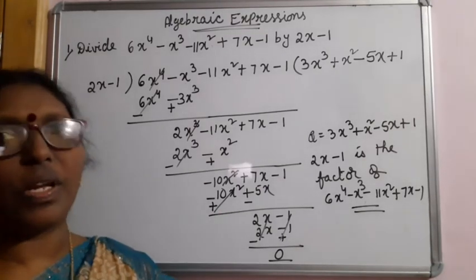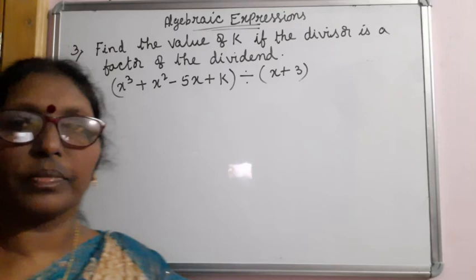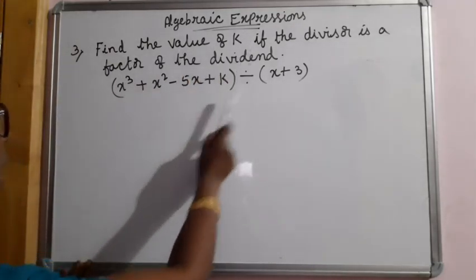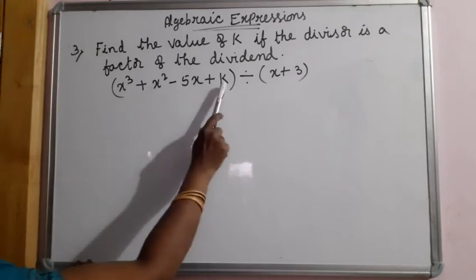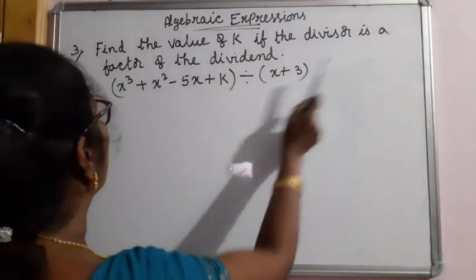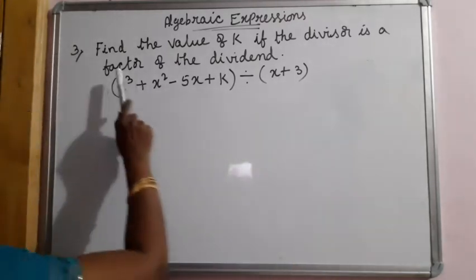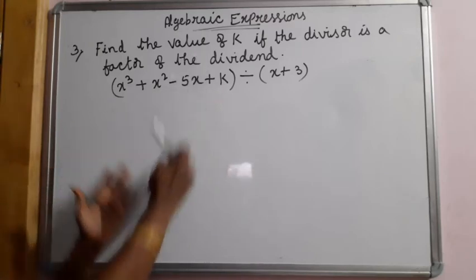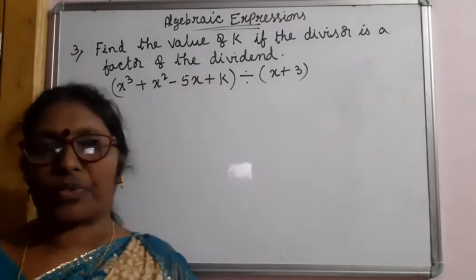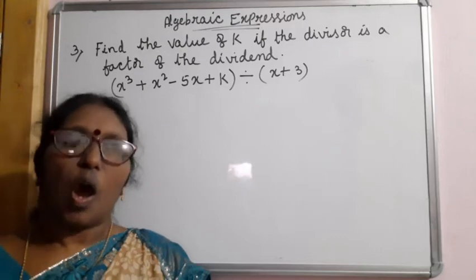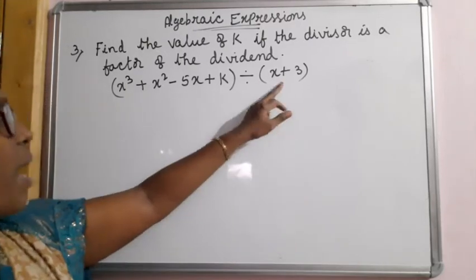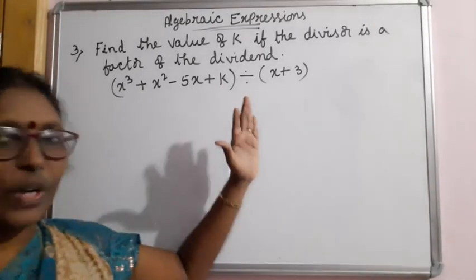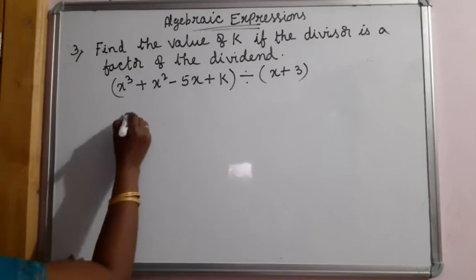Now let us have a different problem. This question is: find the value of k. This polynomial is having k. If x plus 3 is the divisor and is the factor of the dividend, that is, if x plus 3 is the factor of this given polynomial, what is the value of k? You have to find it. Already you have learned that if the remainder is 0, the divisor is a factor of the dividend. So first let us divide and see what happens.